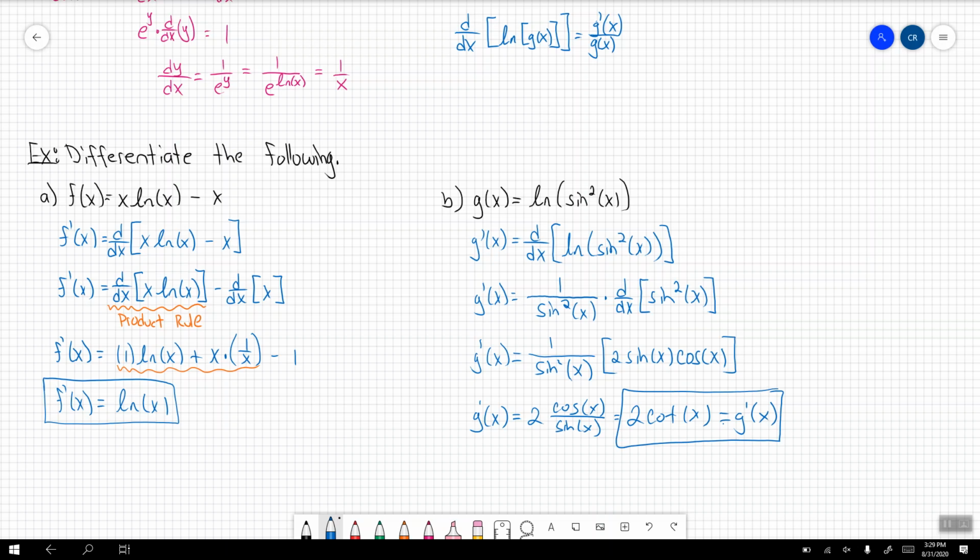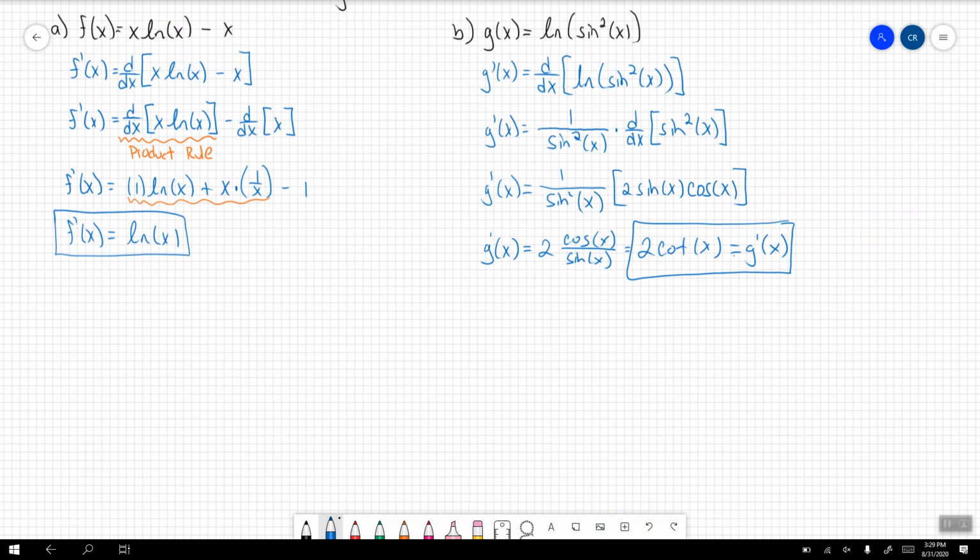And there we are. Looking pretty good so far. Awesome. Now let's work with one more example. That one last example is going to be part C, which is y is equal to the natural log of cosecant of x minus cotangent of x.